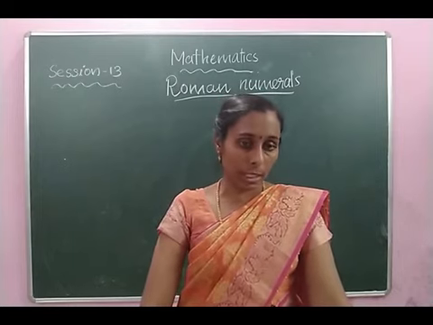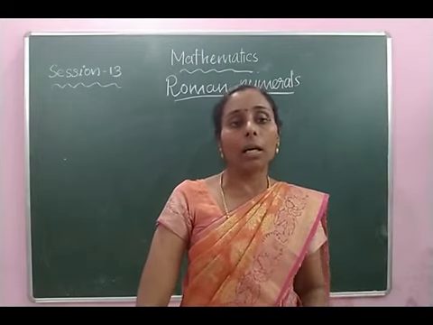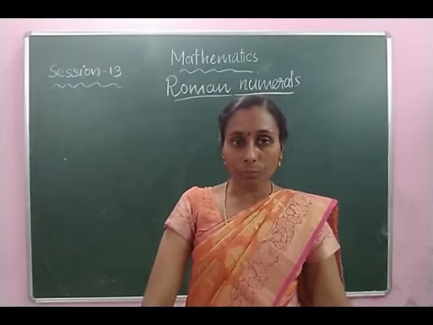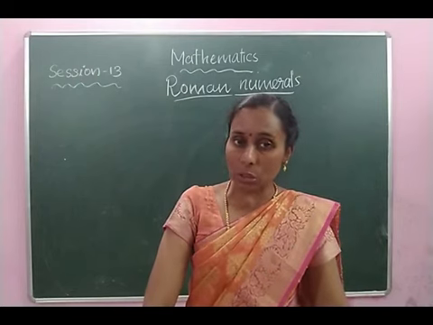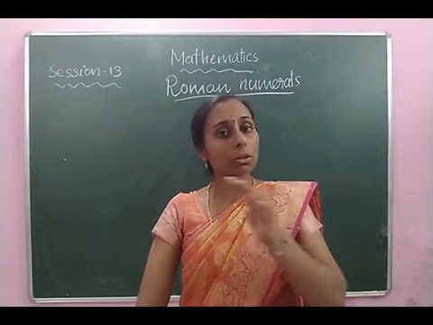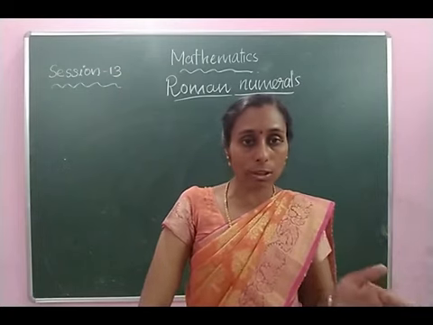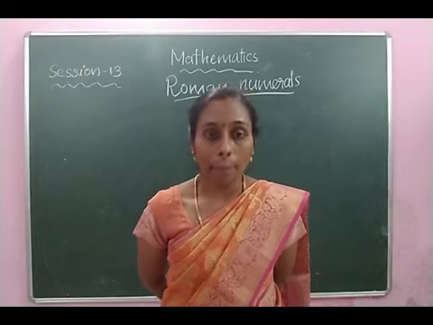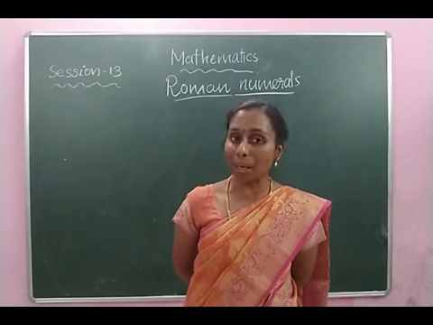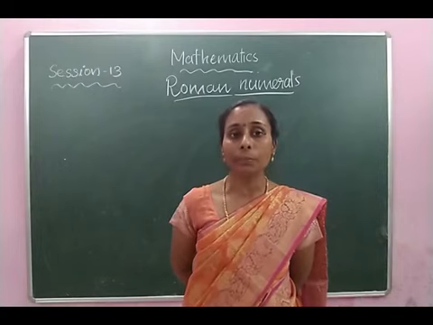means 1000. Okay. And the difference between the Hindu Arabic system and Roman numerals is that in the Hindu Arabic system we follow a place value system. When the numbers move from left to right, the place value increases. Okay, left to right, the place value increases. But in Roman numerals, they do not follow any place value system. Instead of the place value system, they follow some rules.